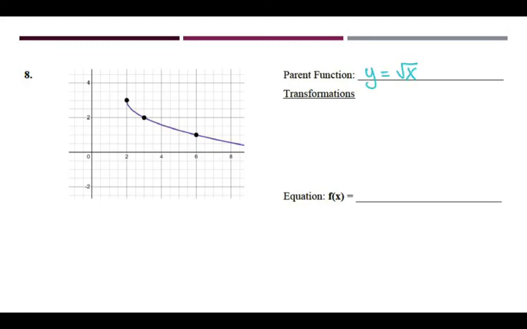And once again, I'm going to go ahead and plot my parent just so I can see how it has changed to get to that purple graph. I can see that my purple graph is going in a different direction. So instead of going up to the right, it is going down to the right. So that means a reflection has taken place. So I'm going to make a note. It was a reflection over the x-axis.